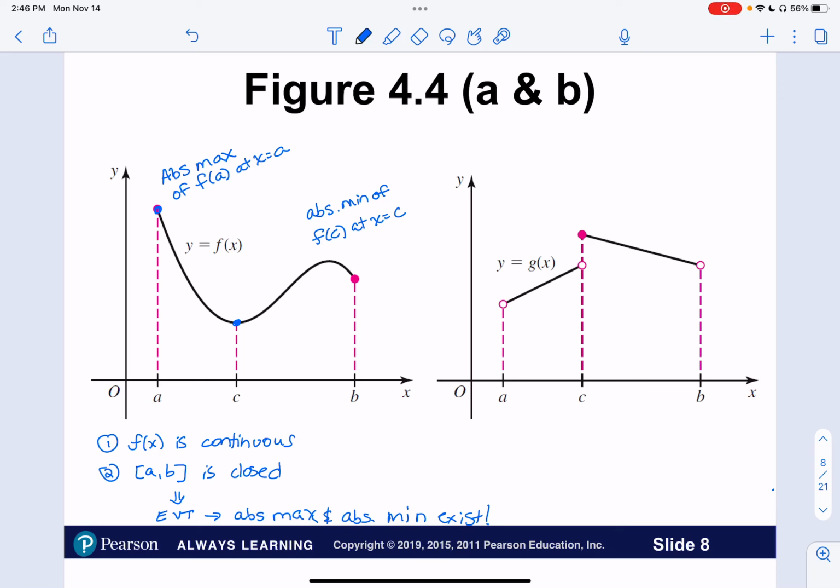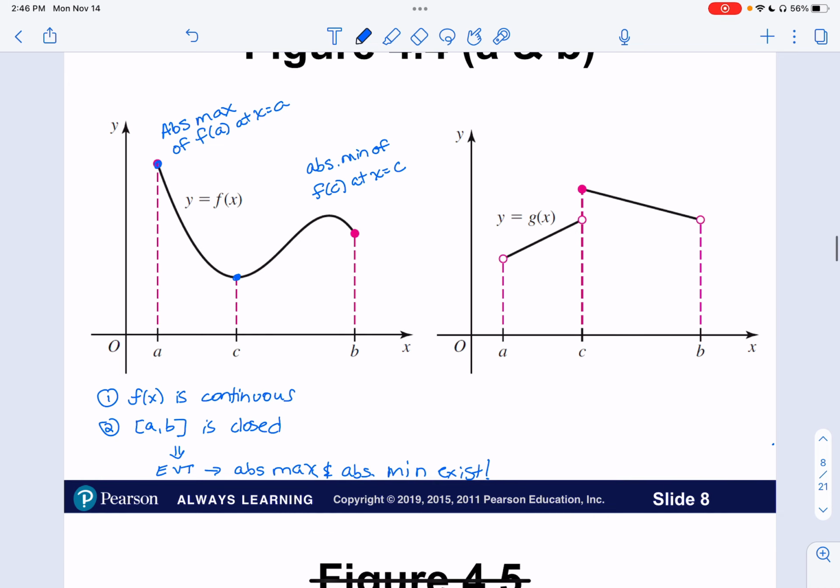All right, we're going to try that last part again. Imagine we have this y equals g of x function, and what you can notice here is that if we look at our first condition, we notice that g of x is not continuous. And we also can notice if we look at the second condition, AB is open.